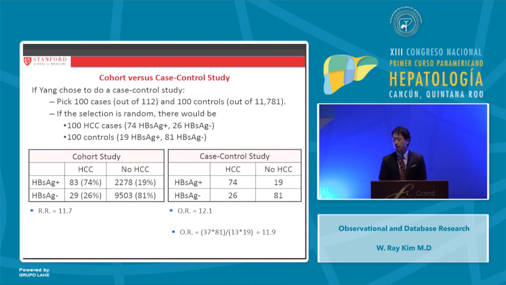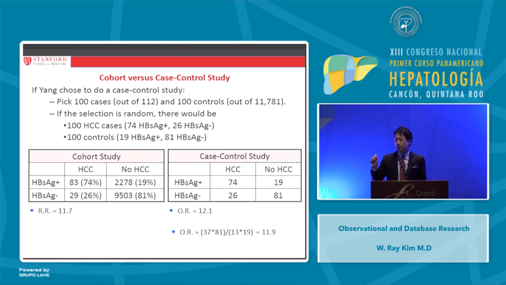So in the next slide, I'm going to demonstrate how case control studies can get the right answer. So remember the Taiwan study with cohort study. If they chose to do a case control study today, and went back to their clinic and picked 100 cases, again, HCC, and 100 controls, no HCC.